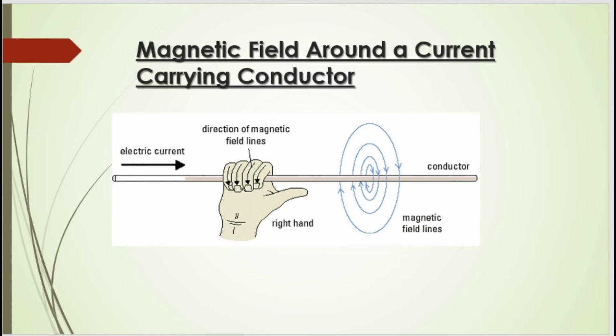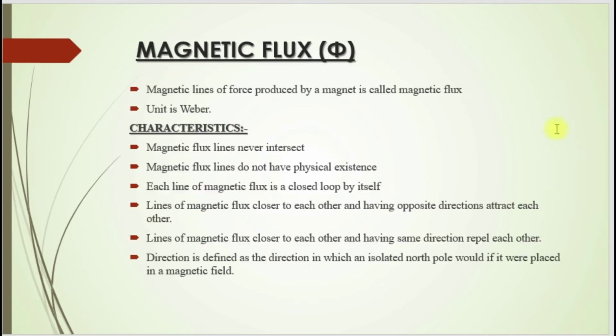So, we will be seeing certain terms related to this magnetism in this video. First term is magnetic flux phi. Then what is meant by this magnetic flux? Magnetic lines of force produced by a magnet is called as magnetic flux. It is usually denoted by the letter phi. That is, we can call it as amount of magnetic field. Magnetic flux means amount of magnetic field quantitatively. Then its unit is usually represented by Weber.